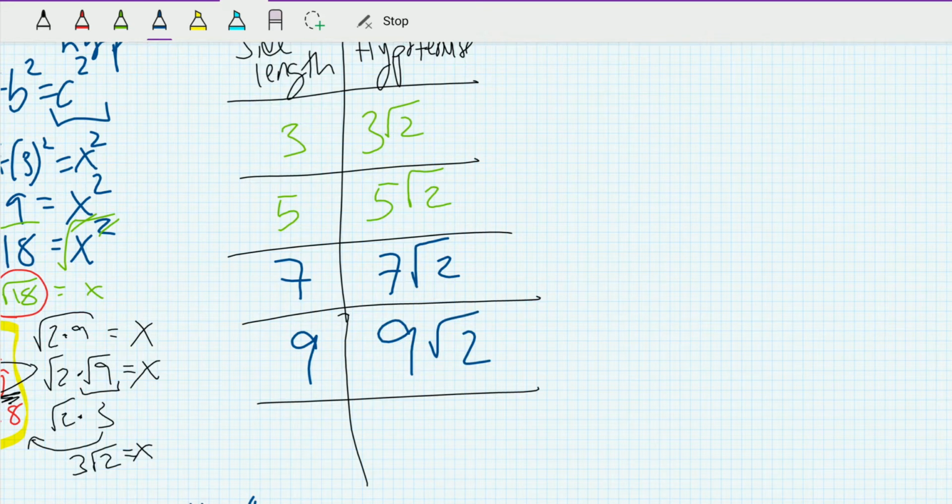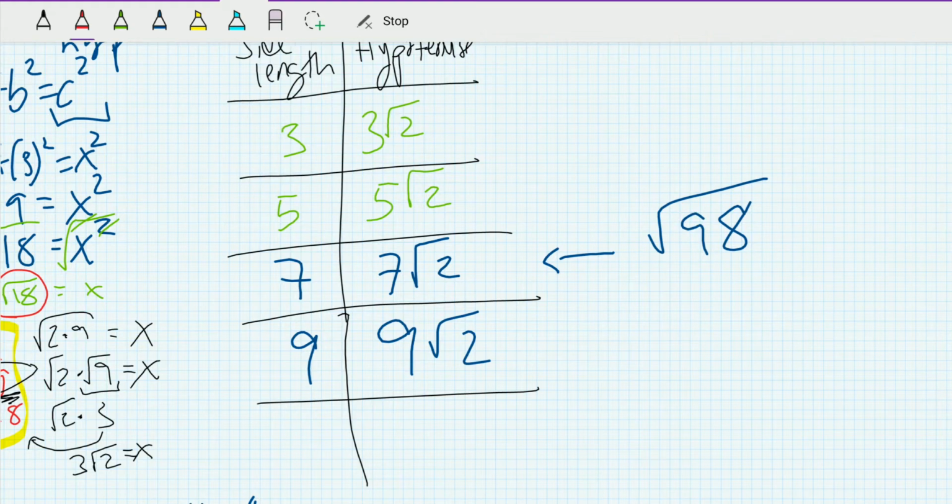Some of these take a little bit longer, like the 7 here, after we break it down. It'll be the square root of 49 plus 49, which is, I'm going to go ahead and just try to do it in my head. Let's see, 49. It'll be 98. So you have to break down 98 and stuff like that.